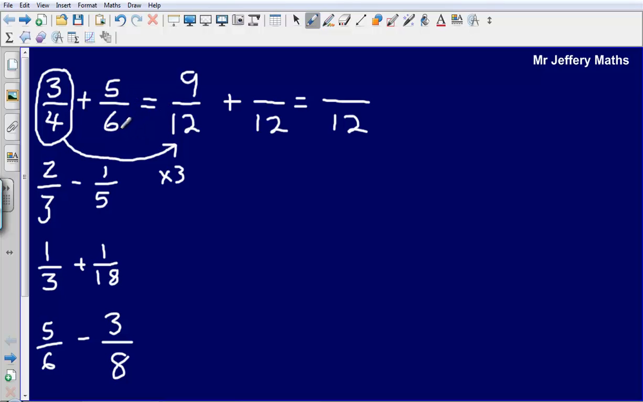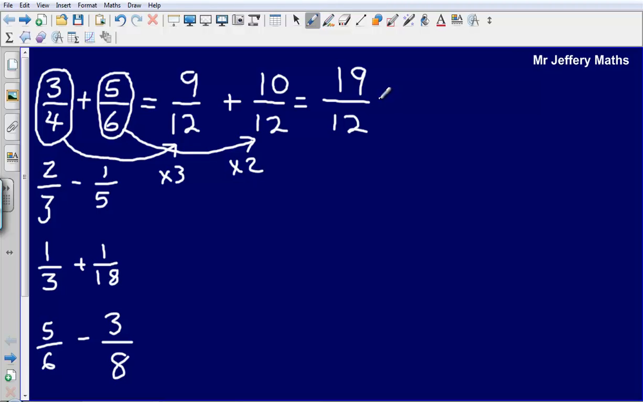Now let's take a look at the second one. What has 6 been multiplied by to reach 12? Well, 6 has been multiplied by 2. So that means that we have to multiply this whole fraction by 2. Whatever we've done to this number on the bottom, we also do to the number on top. So 5 multiplied by 2 gives us 10. Now we've got a nice easy fractions question. 9/12 plus 10/12 gives us 19/12. So our final answer here would be 19 over 12.